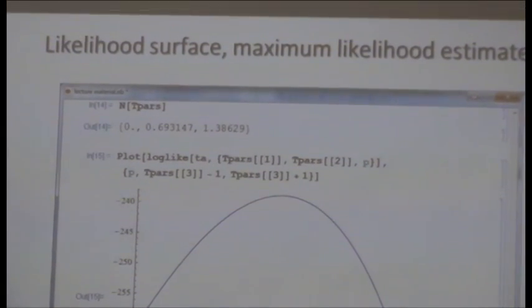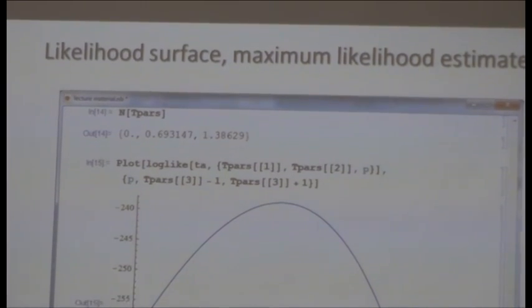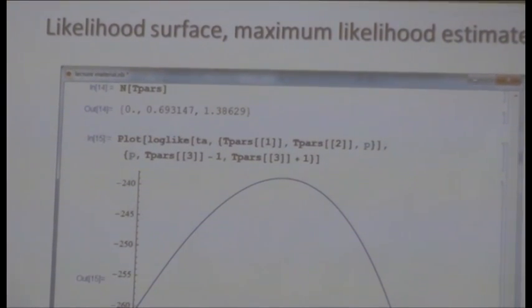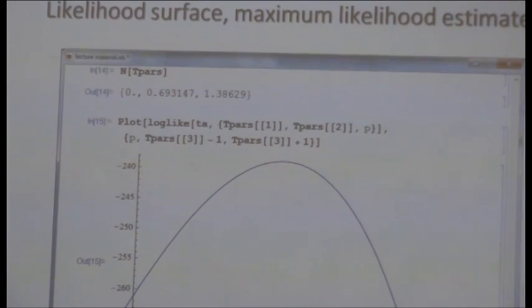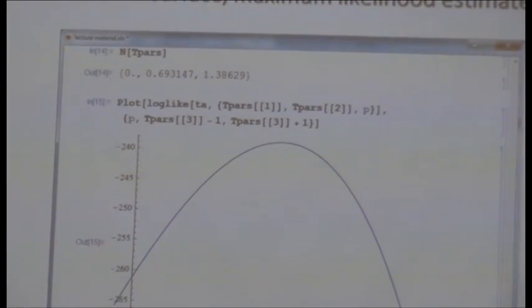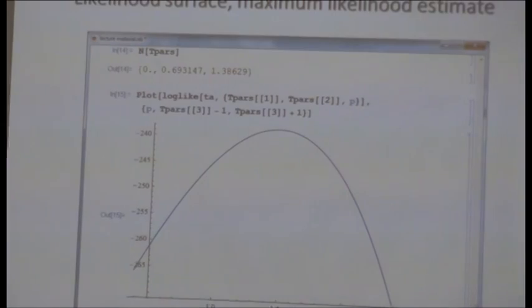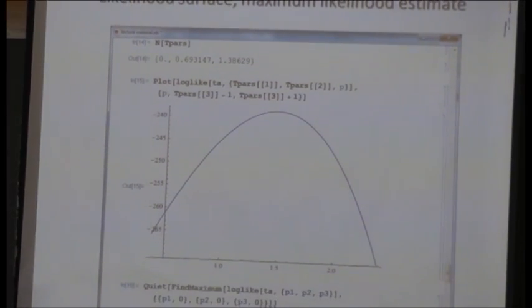Well, in this case you don't, because this is really a nice surface. I mean, the likelihood surface is really something which is unimodal and decreasing nicely, so any algorithm will find the maximum. In some cases it's not so easy and then you have to do something else.